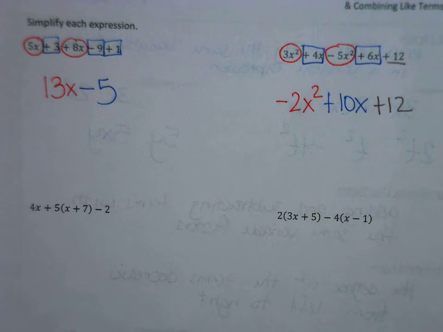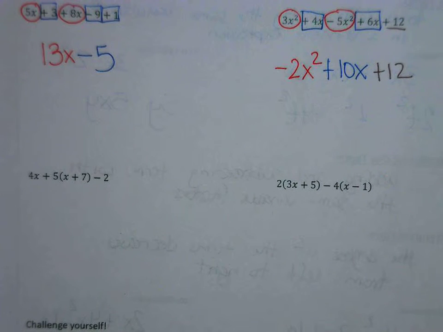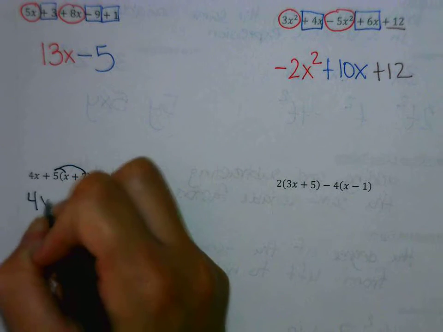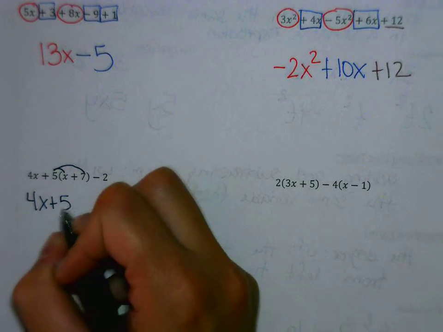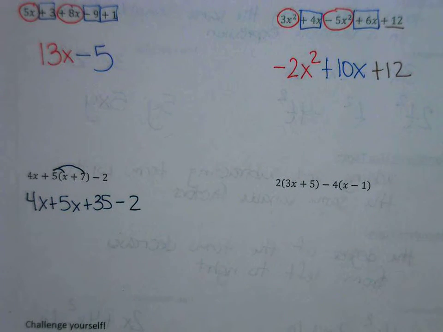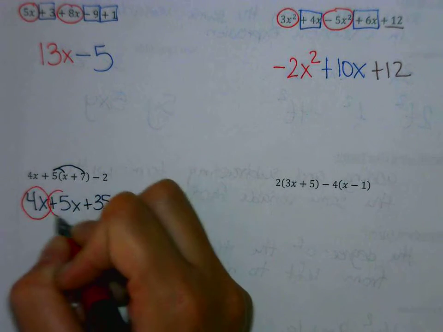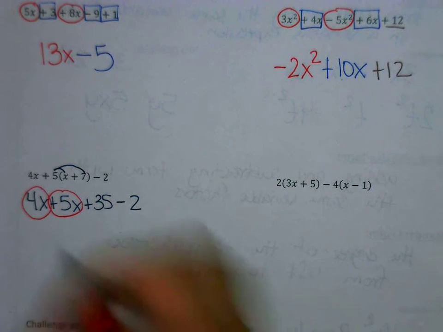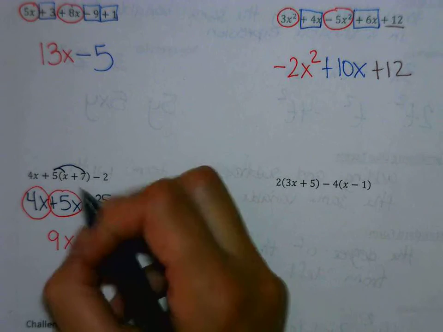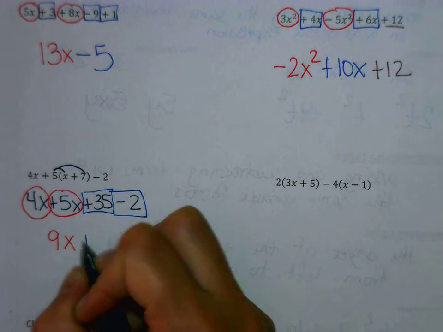Alright, next ones. Here we have distribution. So first we need to distribute our 5. So we have 4x plus 5 times x is 5x. 5 times 7 is 35. Then our minus 2. So now we can combine like terms. We have a 4x and a positive 5x. So 4x plus 5x is 9x. And then we end up with positive 35 and a negative 2. So 35 minus 2 is positive 33. And this is also in standard form.